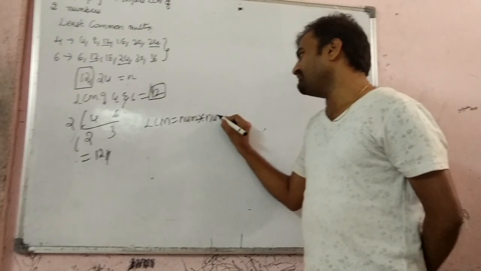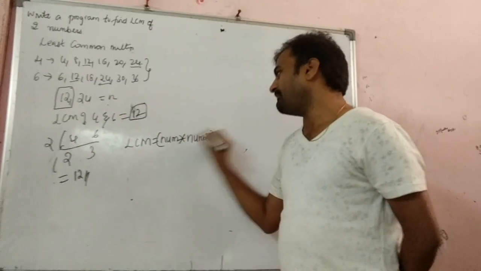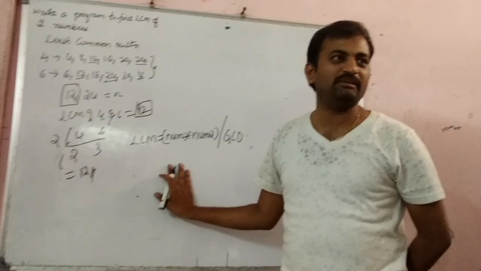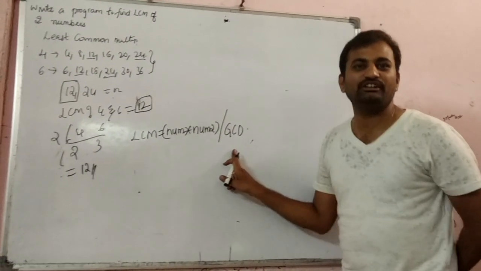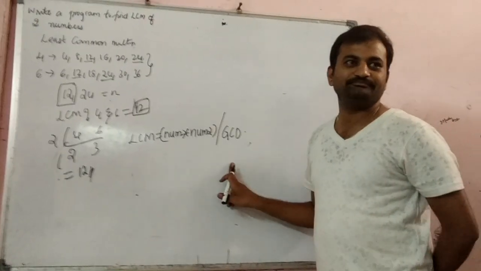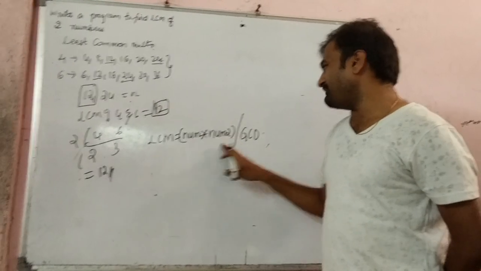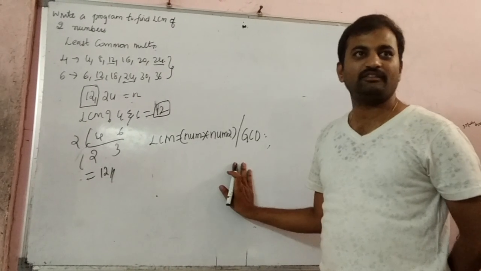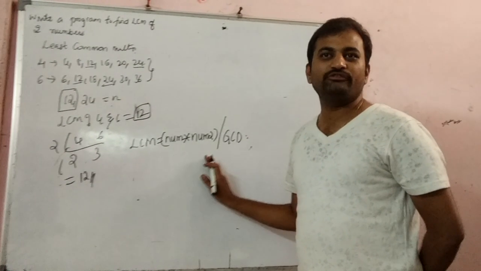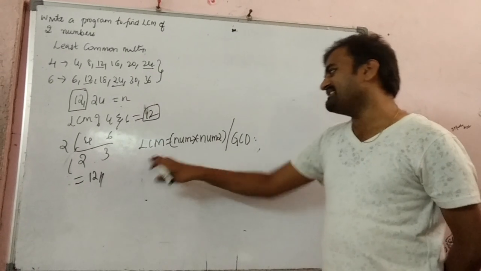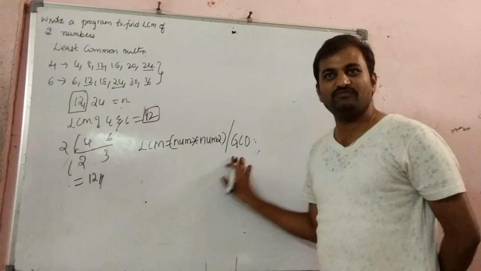So to find the LCM of two numbers, we have a formula: LCM is equal to num1 into num2 by GCD. So to find the LCM, we need to find the GCD also. You already know how to find the GCD; you can watch it in your previous video. So the LCM is num1 into num2 by GCD.